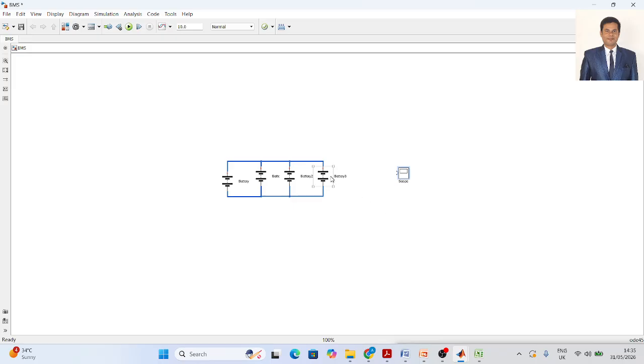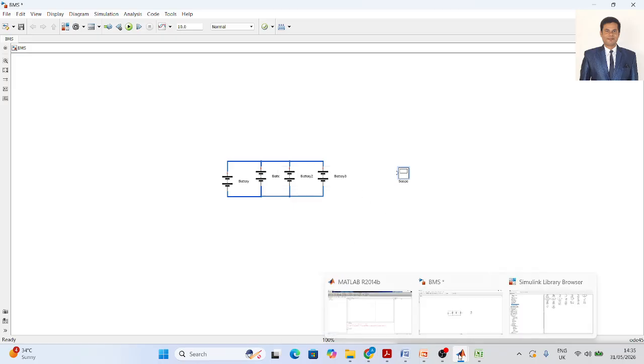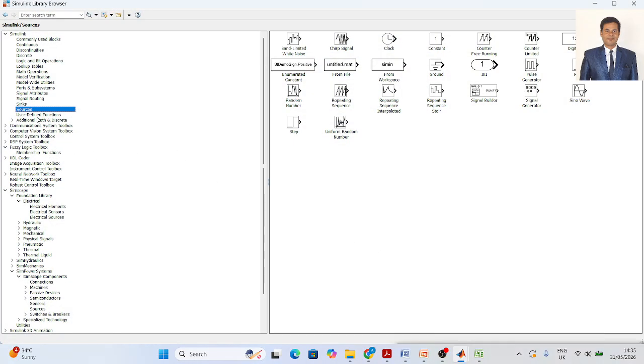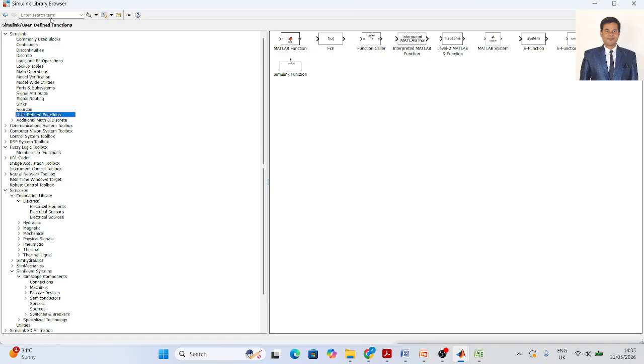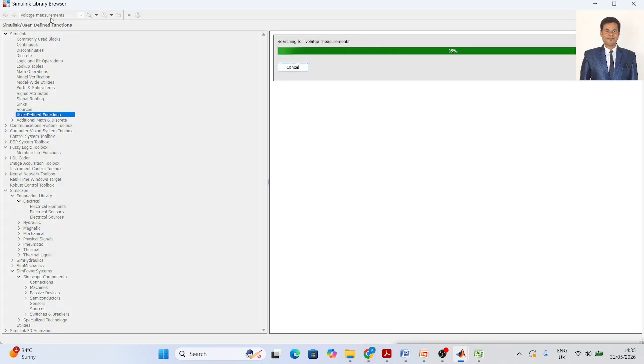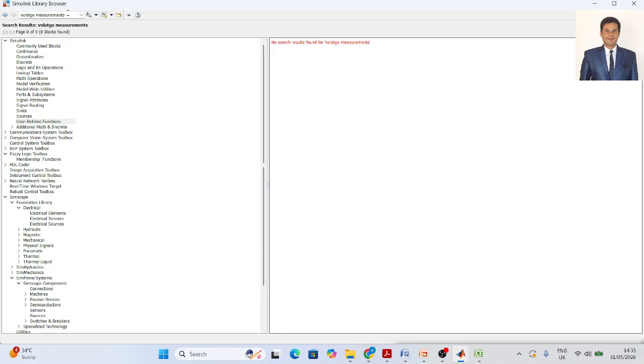I want to see what the voltage of this is, isn't it? So then I'll be using the voltage measurement block from the Simulink library. If you don't find anything else, please go over here to voltage measurements. If it is not giving a result, it means the word which I have written is not correct.